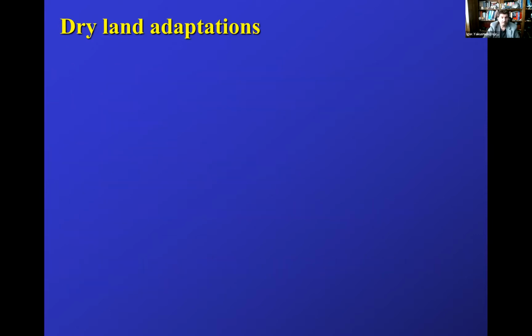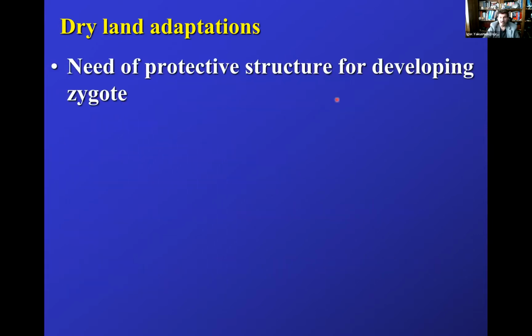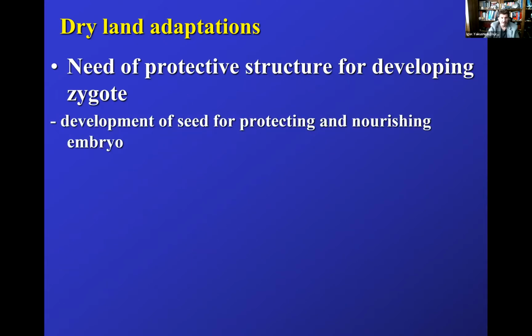Now, protective structures for the developing zygote. In order to develop, the zygote has to have a food source and a protective cover to keep it from drying out. Those tender tissues can dry out relatively fast. Therefore, we start looking at the evolution of the seed, protecting and nourishing the embryo.